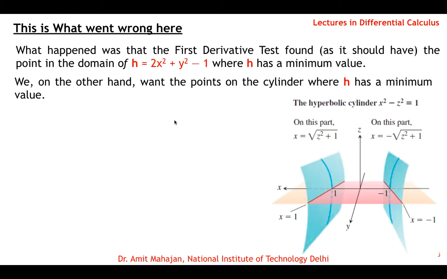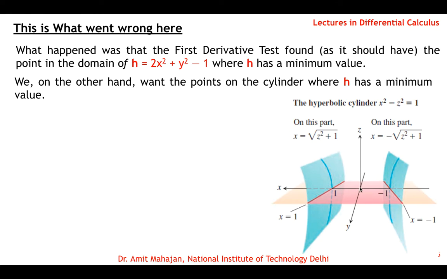Okay, so what happened was that the first derivative test found, as it should have, the points in the domain of h where h has a minimum value, and this function h has the domain of the complete xy plane. But on the other hand, we want the points on the cylinder where h has a minimum value. Okay, and the domain of this cylinder is either on this side or on this side. The points which lie in this band between 1 and -1 are not in the domain of the cylinder.